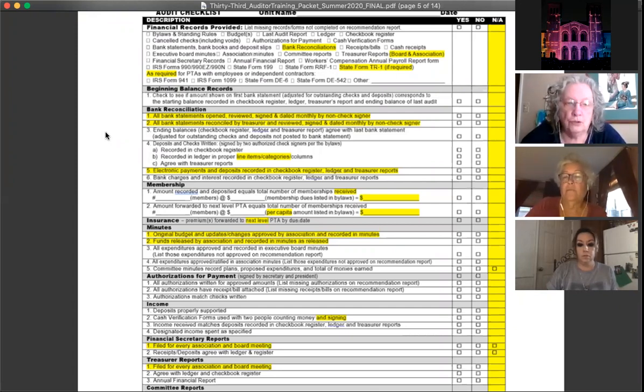So you want to make sure of those two that's highlighted, that a non-check signer opens the bank statements and reviews them and signs off on them before giving it to the treasurer. Because there were instances where bank statements may be changed by the treasurer before, when they were requested, somehow it was changed. So it's just good also for a non-check signer to review it to see if there's anything unusual.